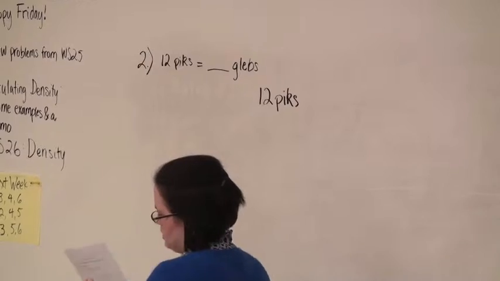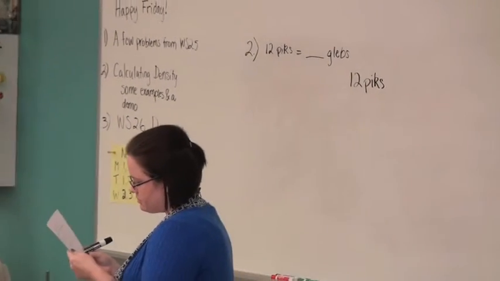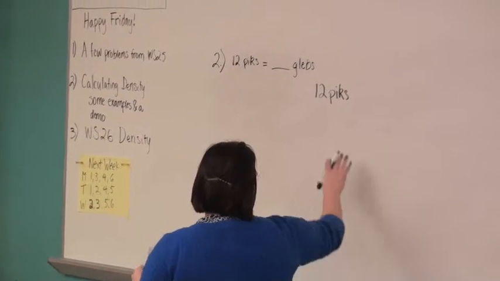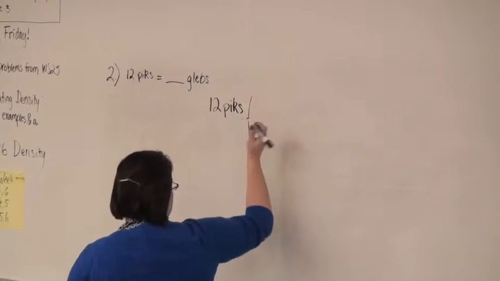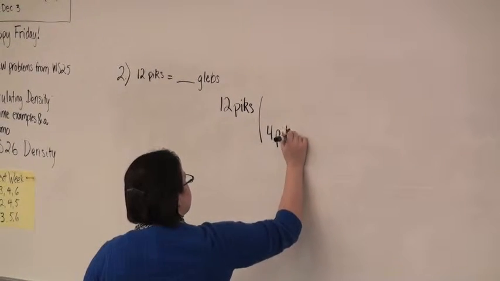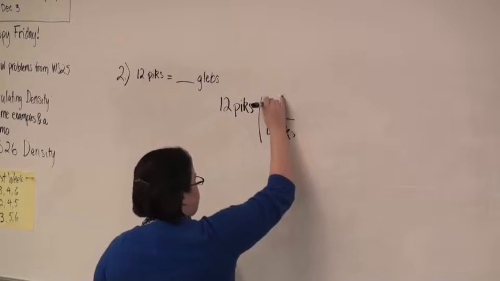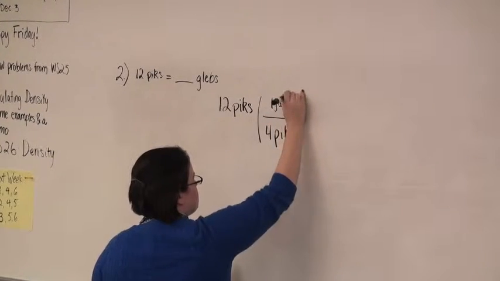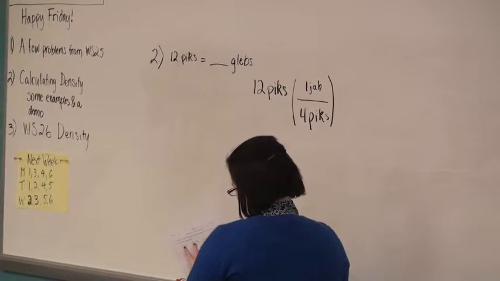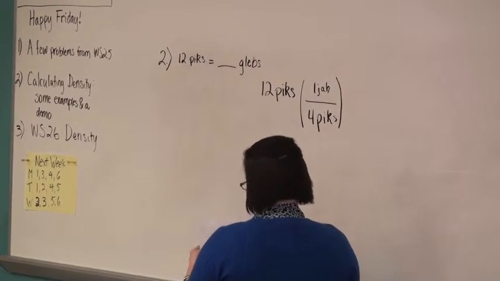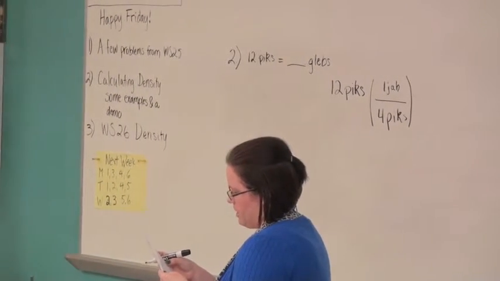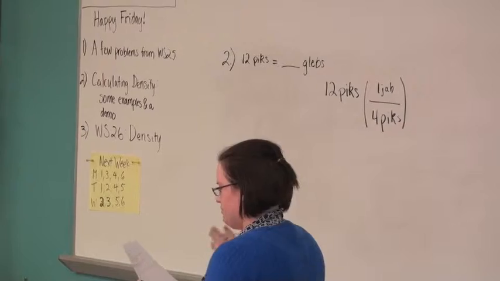And now we need to convert picks to something else. So I see that 4 picks equals 1 jab. So I need to cancel out the picks. So I'm going to put 4 picks on the bottom and 1 jab on top. And now I know that I can convert these jabs to snubs, and then I have an equivalence that will get me from snubs to glebs, and then I'll be done.